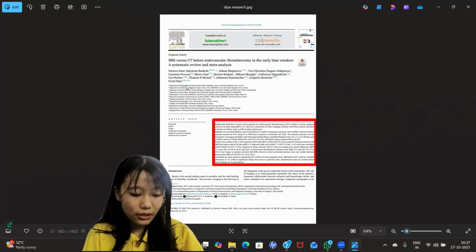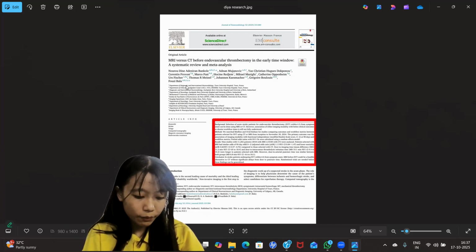Despite this small delay, the overall total arterial puncture time was similar in both groups, meaning treatment was not significantly delayed with MRI. So the study suggests that MRI before EVT is a practical and feasible alternative to CT. It offers comparable clinical outcomes without major workflow delays. The authors also note that more randomized trials are needed to confirm these results before they can be applied widely.